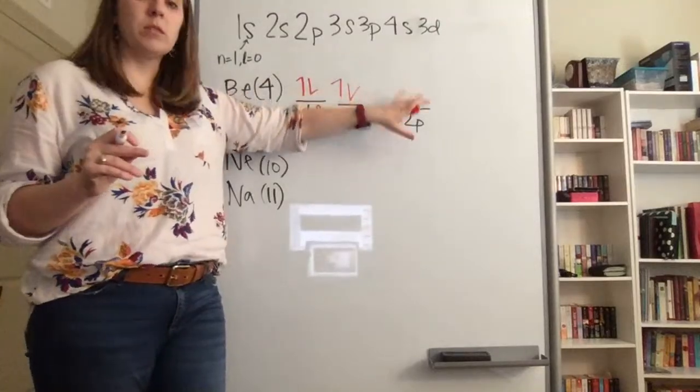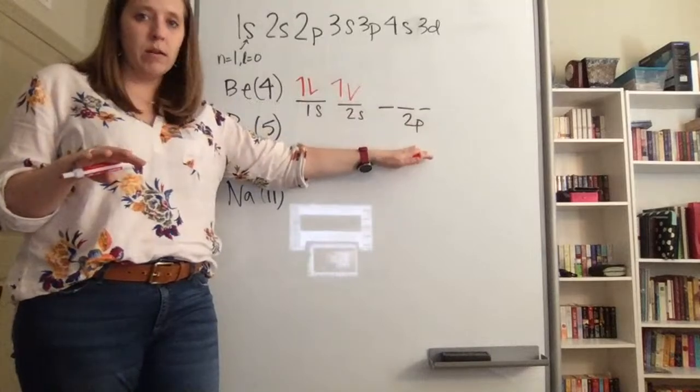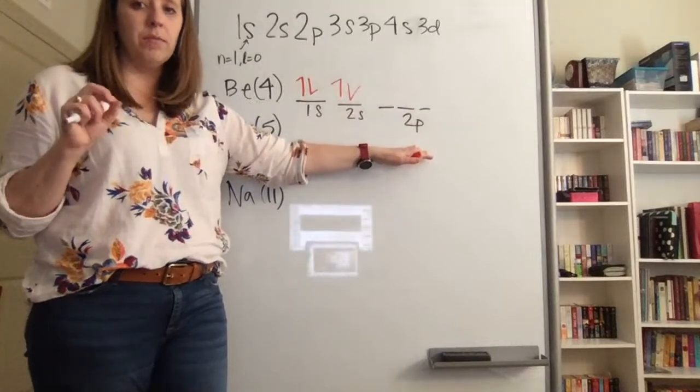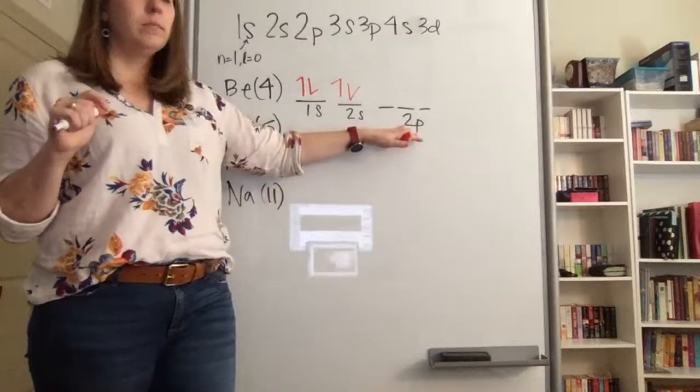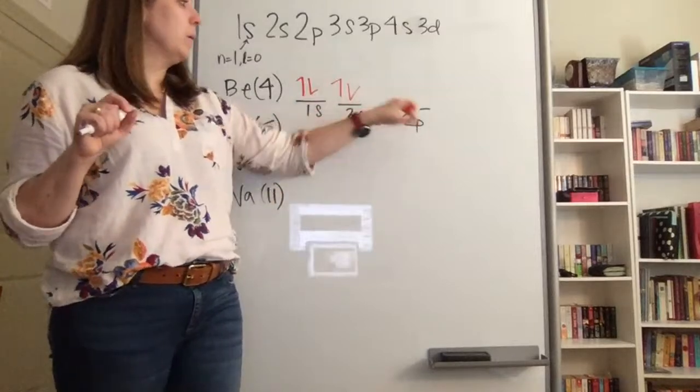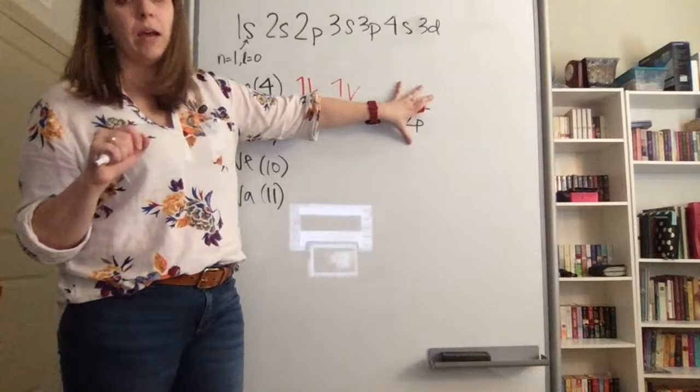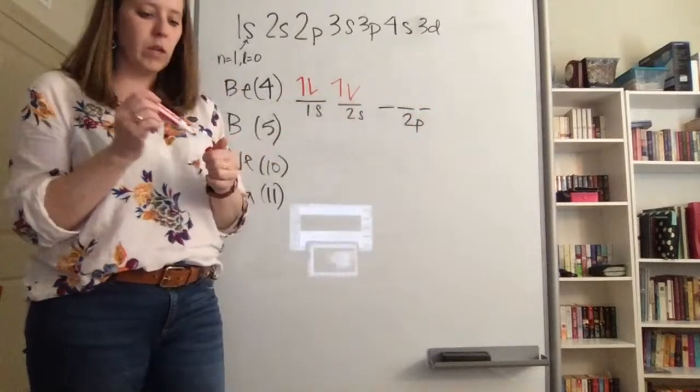The 2p orbitals can be included, but are not required. You do not have to show them if there aren't any electrons that live in there.